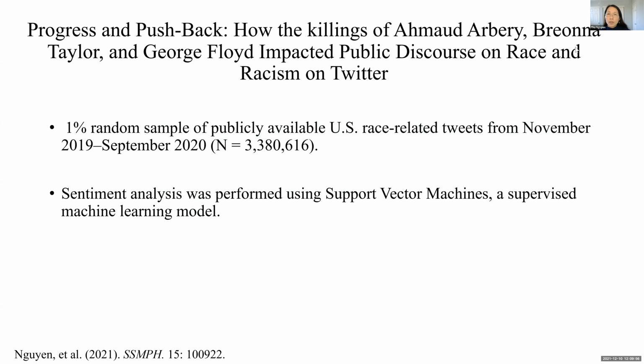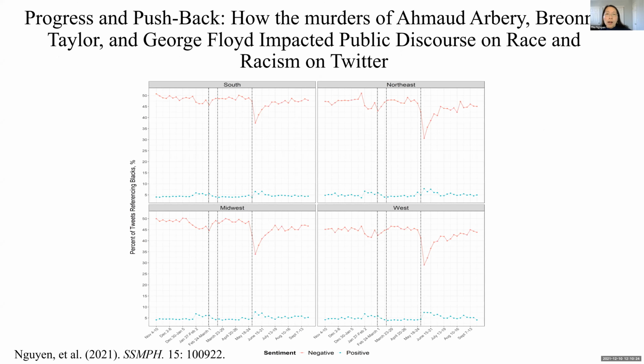So during the pandemic, we also saw the tragic killings of Ahmaud Arbery, Breonna Taylor, and George Floyd. And this ignited a national conversation about police brutality and general racism in the US. And so I wanted to study how these killings impacted discussions about race and racism on Twitter. I collected tweets from 2019 to 2020, November to September, and performed a sentiment analysis on a 1% random sample of tweets.